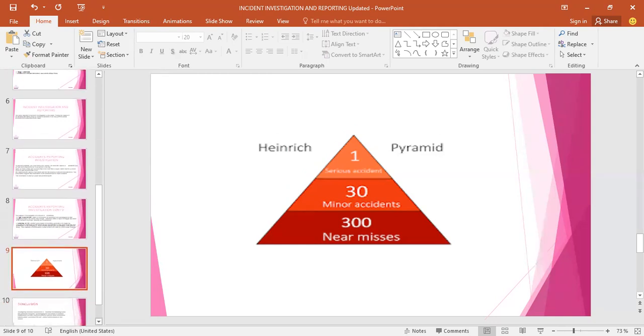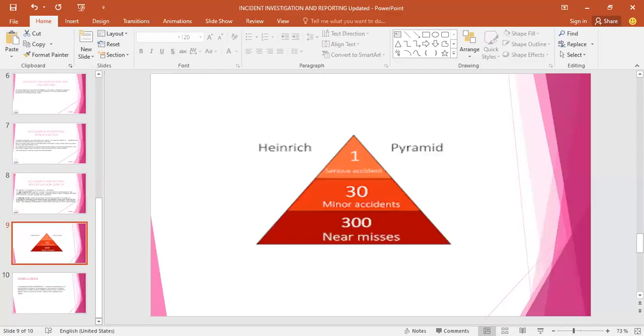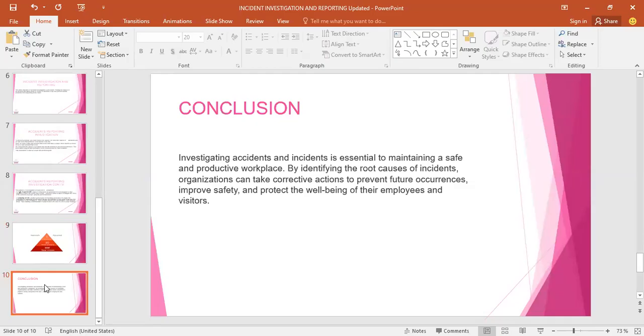How do we achieve this reduction? It is by reporting every workplace incident, be it a near miss, be it an accident. It must be reported to the appropriate authority, and interventions should be deployed immediately to forestall reoccurrence.